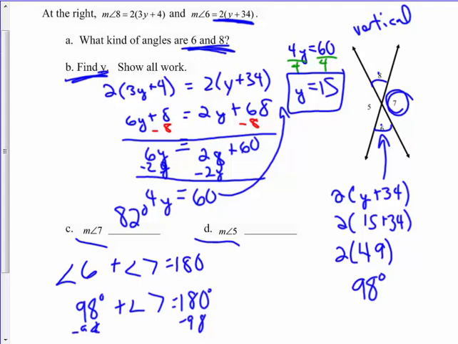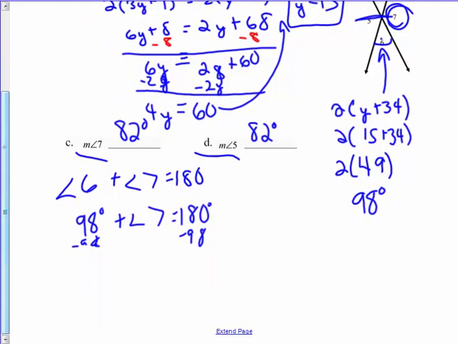Angle 5. Okay, angle 5 is right across from angle 7. They are vertical, so they are going to be the same. That's 82 as well.